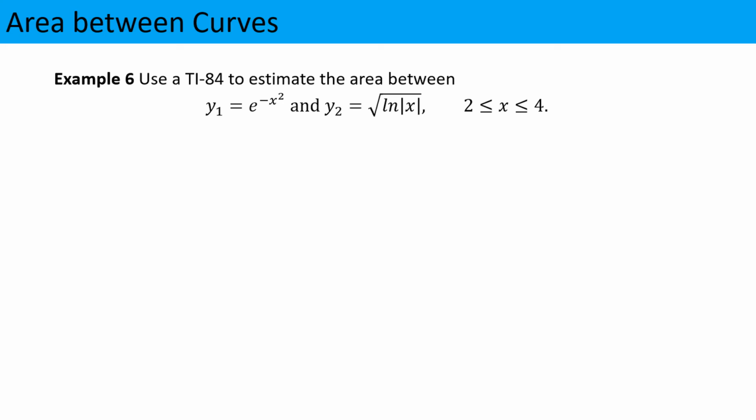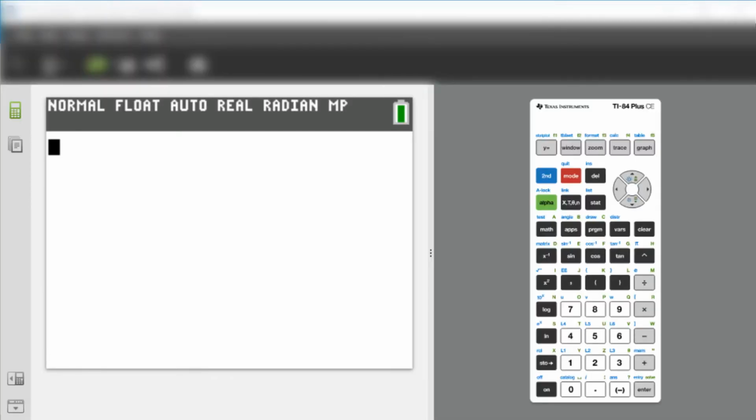Example: use a TI-84 to estimate the area between y sub 1 equals e to the power of negative x squared and y sub 2 equals the square root of the natural log of the absolute value of x, where x is between 2 and 4. You're looking at the screen of a TI-84. For me, I'll begin this problem by first looking at the graphs of each of the functions.